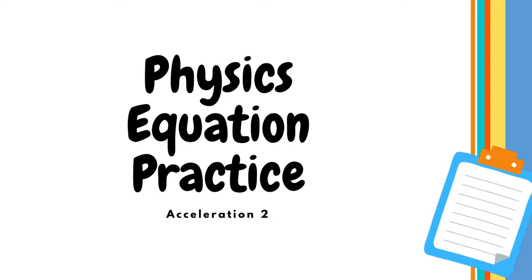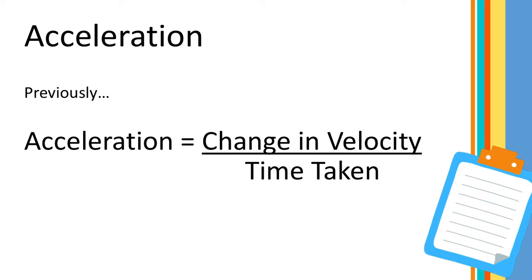Hello, today we're going to look at acceleration 2 and some practicing of physics equations, v squared minus u squared equals 2as. We've previously seen the equation acceleration equals change in velocity divided by time taken. That's all well and good if you know the difference in the velocity, v minus u, the end minus the start velocity, and also how long you've been travelling for.